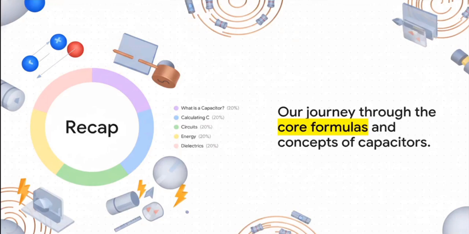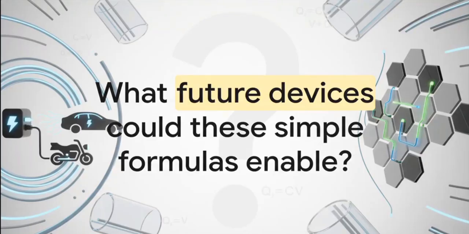So let's do a quick recap of the whole journey. We started with the big one, Q equals CV. From there, we figured out where capacitance comes from with the physical formula. Then we saw how to combine them in series and parallel, calculated their energy, and finally learned how to juice them up with dielectrics. So that leaves us with a question. Now that you've got a handle on the formulas that govern this incredible rapid energy storage, what comes next?